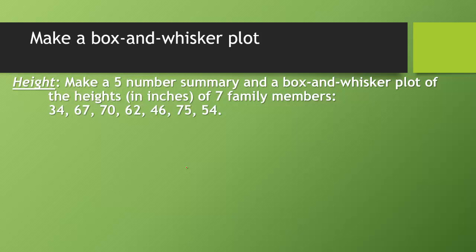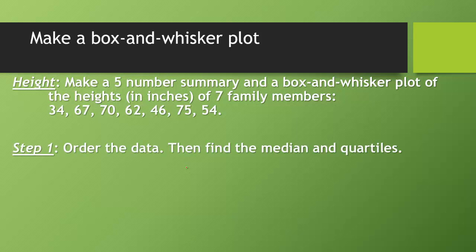I'm also going to show you how to make a 5-number summary in addition to that. So let's say we have 7 family members and we want to make a 5-number summary and a box and whisker plot of their heights in inches. Their heights are 34, 67, 70, 62, 46, 75, and 54. So the first step is to go ahead and order the data. That's always going to be your first step.